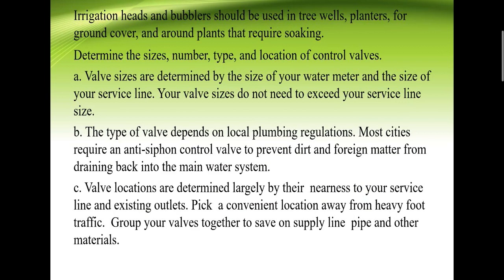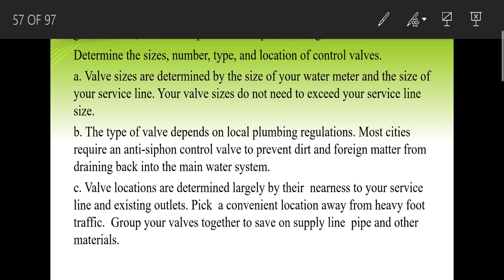For step 4, determine the size, number, type, and location of control valves. A. Valve sizes are determined by the size of your water meter and the size of your service line. Your valve sizes do not need to exceed your service line size. And B. The type of valve depends on local plumbing regulations. Most cities require an anti-siphon control valve to prevent dirt and foreign matter from draining back into the main water system.